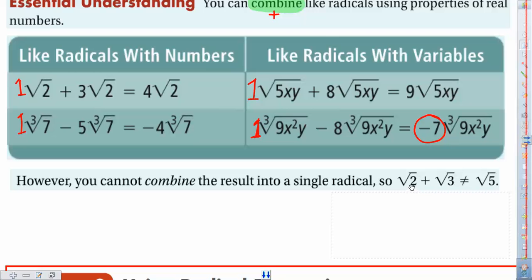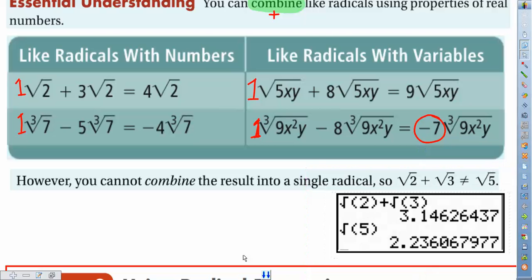Me taking the square root of 2 plus the square root of 3, that is not equal to the square root of 5. Here, let me show it to you with a calculator. So there's a screenshot right there. The square root of 2 plus the square root of 3 should be about 3.14. Hey, pretty close to pi.